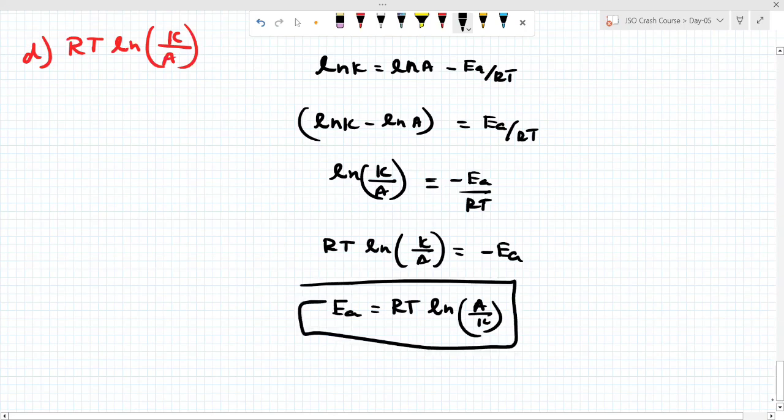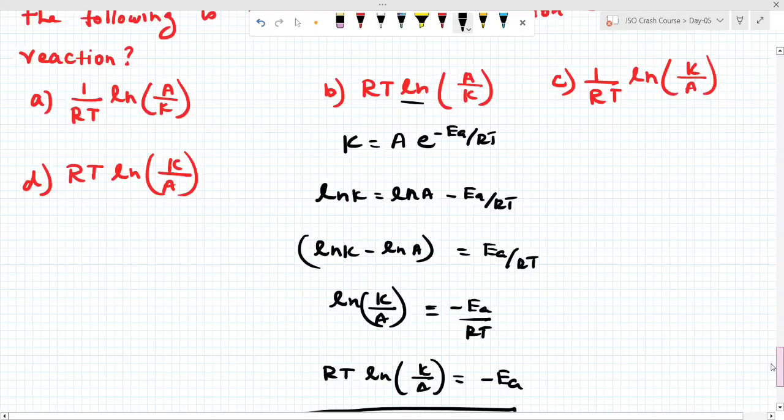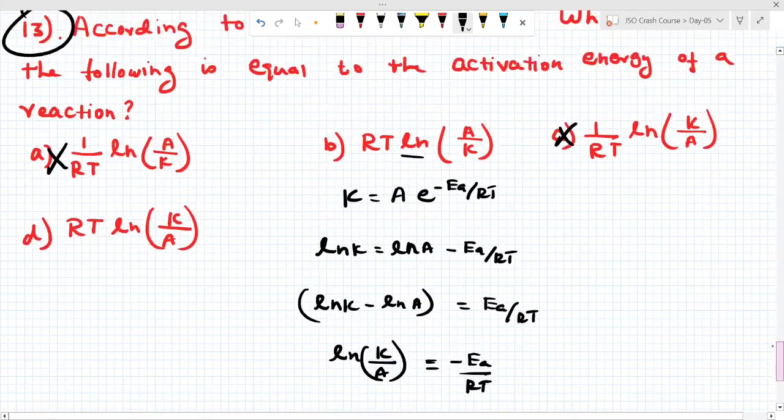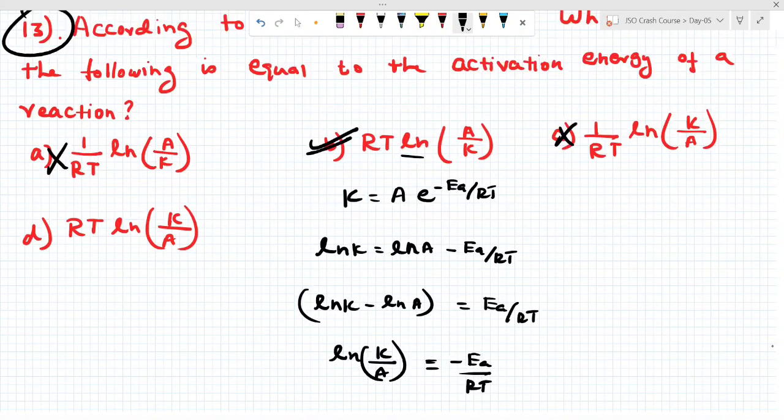எங்க இருக்கு பாருங்க, RT ln A by K இருக்குமா? எங்க இருக்கு பாருங்க, ஃபர்ஸ்ட் ஆப்ஷன் 1 by RT தப்பு, இது தப்பு. அப்ப RT ln A by K, K by A. என்ன ஆன்சர் வருது பாருங்க, what is answer? Our answer A by K. Option B is correct. Okay, ma this about the today class.